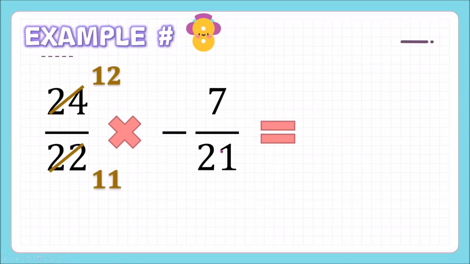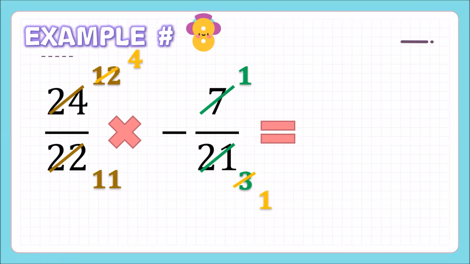Then 7 over 21. So we need to divide it by 7. And then, so this will become 1. And then this will become 3. So take note, 12 and 3 can be cancelled out also. So we need to divide this number by 3. So 12 divided by 3, 4. And then 3 divided by 3, 1.